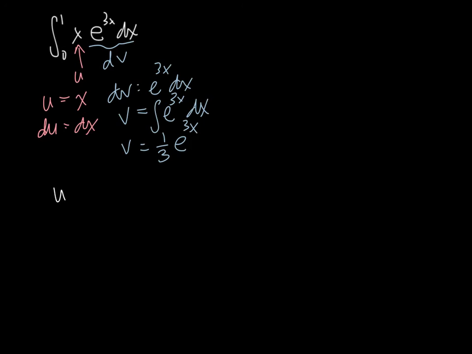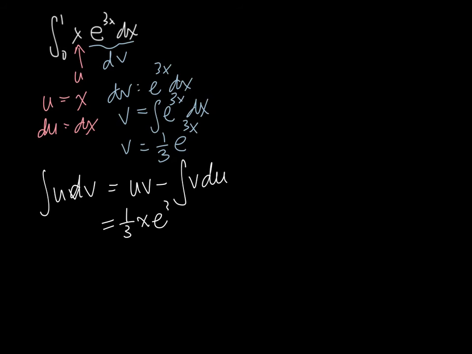So the integral of u dv is u times v minus the integral of v du. So we chose our original problem as u and dv, so it gives us u times v, so that's x times 1/3 e to the 3x, so that's 1/3 x e to the 3x minus the integral of v, which is 1/3 e to the 3x times du, and du is dx.